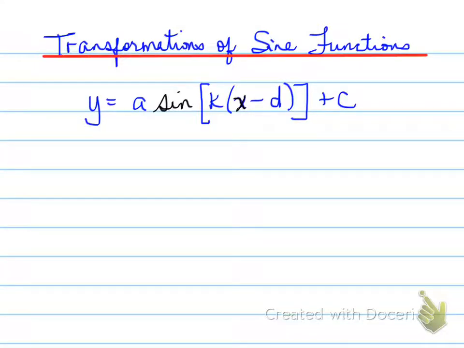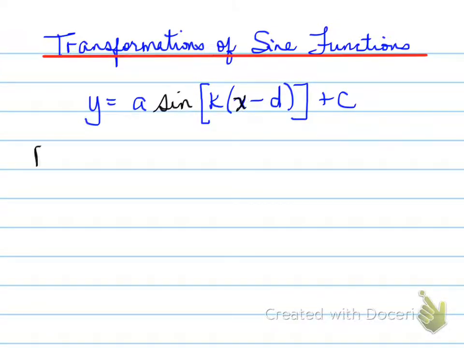Okay, let's talk about the transformations of sine functions. When we're looking at the equation of a sine function, our basic function is in black, the sine x. The a, k, d, and c are the transformations that happen to our basic function sine x.